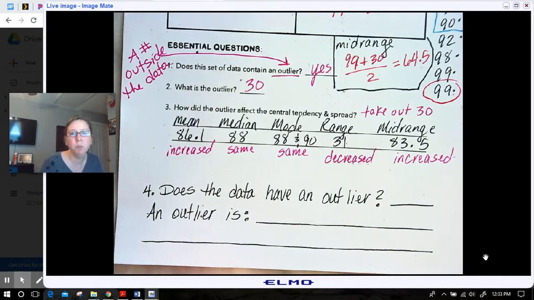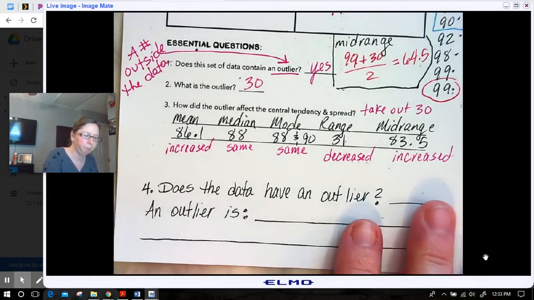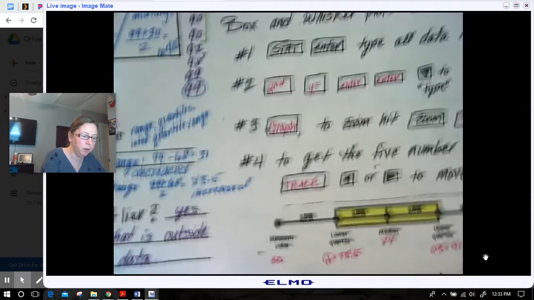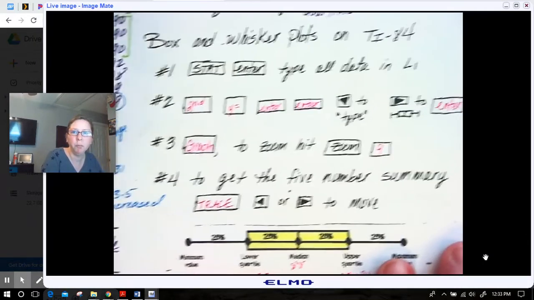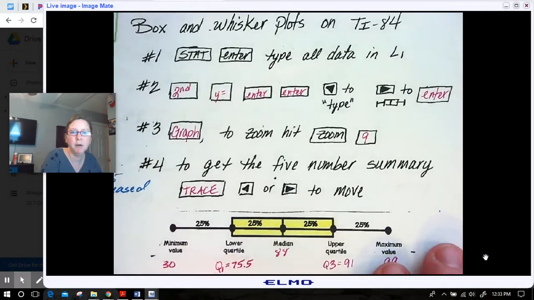Now, doing a box and whisker plot by hand is something that you learned how to do in middle school. We're going to learn how to do it using our TI-84 calculator. All right, so let's go ahead and copy our notes for box and whisker plots. These are the steps in our calculator.